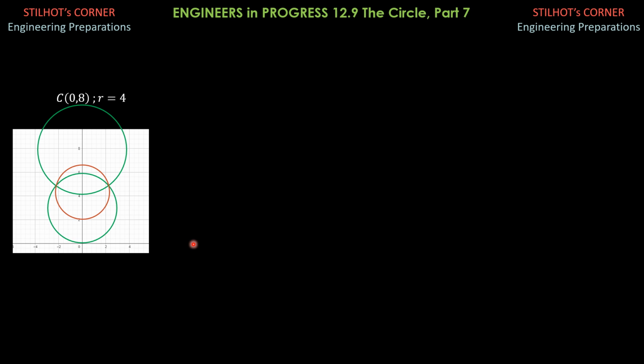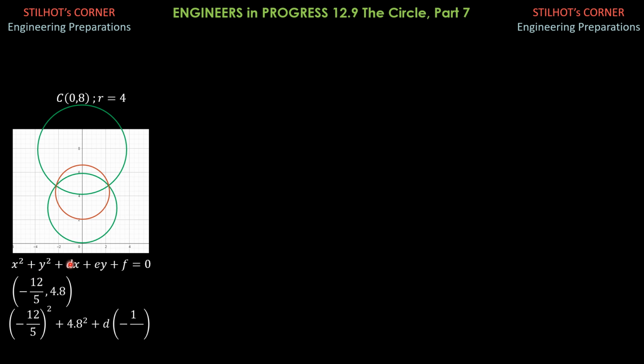The general form of the equation of a circle is x squared plus y squared plus dx plus ey plus f equals 0, and there are three conditions that must be satisfied to find this equation. The conditions are the points of intersection between the two circles, and the point where this circle passes through, at (0, 2). So first, let's substitute (-12/5, 4.8) into this equation. So we have quantity negative 12 over 5 squared plus 4.8 squared plus d times negative 12 over 5 plus e times 4.8 plus f equals 0.